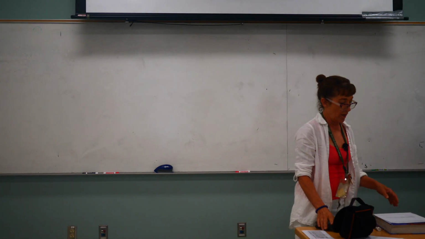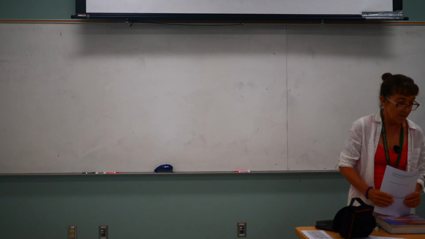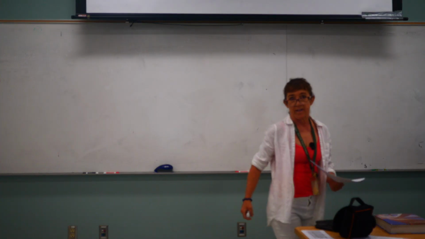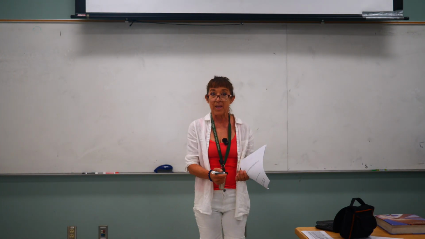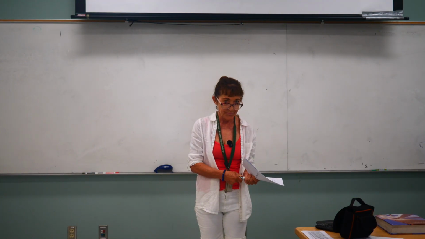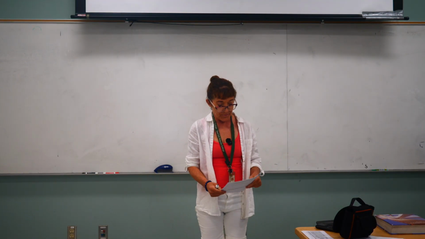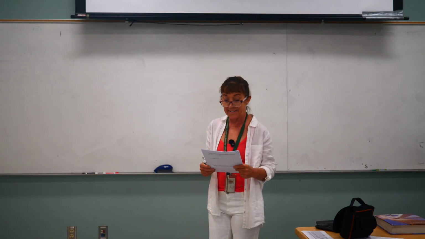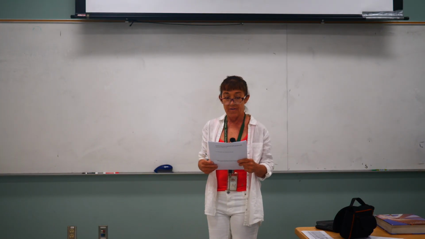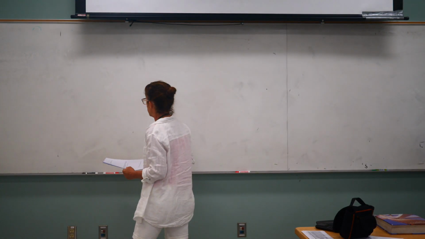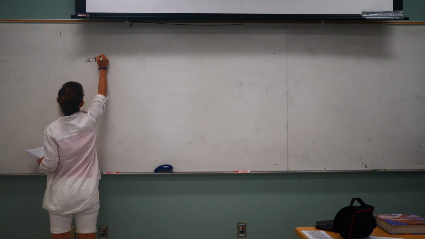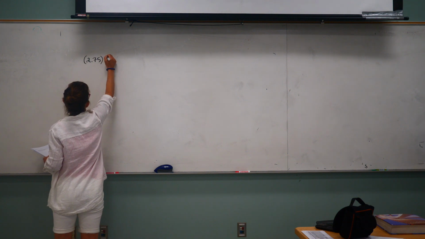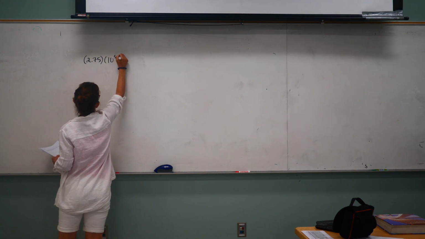In this video, we are going to solve some problems using force and energy and work. First problem. An object weighs 2.75 times 10 to the 5th newtons on Earth. So on Earth, we're 2.75 times 10 to the 5th newtons.